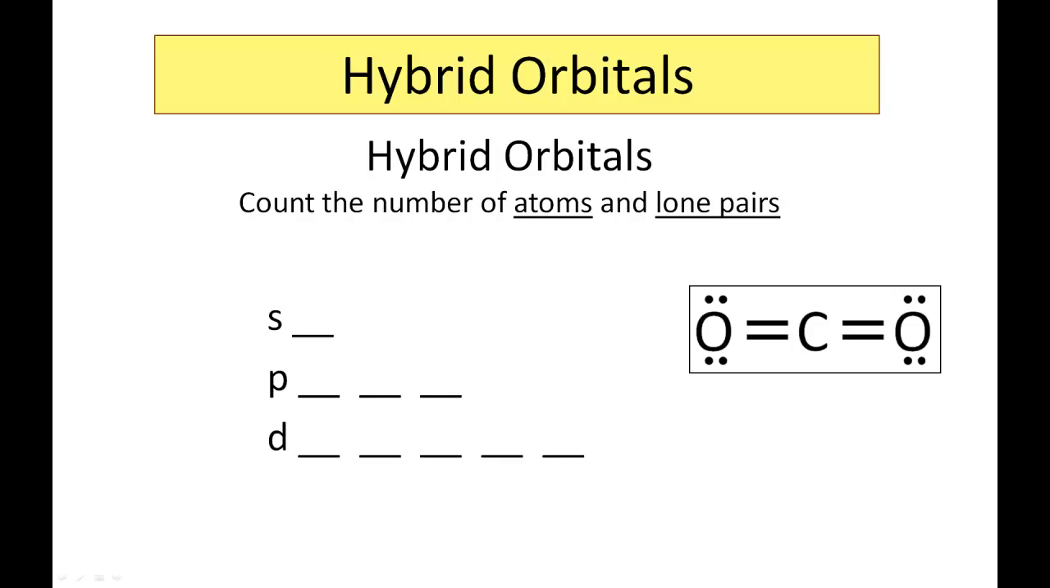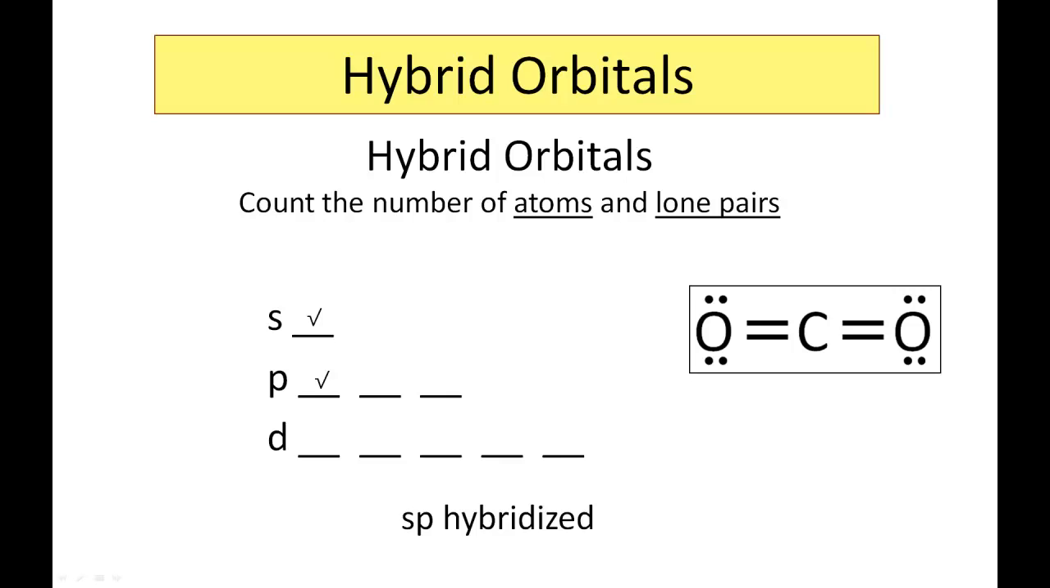Let's try one more. Here's carbon dioxide. Let's look at just the carbon. The carbon has 2 atoms coming off of it and has 0 lone pairs. So I'm going to put check marks to count up to 2: 1, 2. So the carbon in this molecule is sp hybridized.